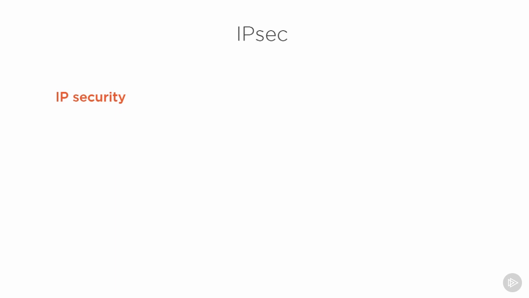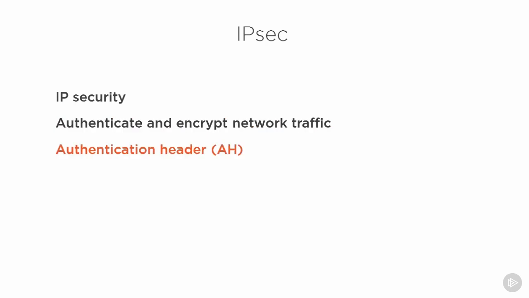IPsec stands for IP security. It's a protocol that's used to authenticate and encrypt network traffic, but it does not have to be used with a VPN, although with some types of VPNs it is used. IPsec supports a couple of different modes where we can use authentication headers, or AH. The authentication header, like the name implies, is used to authenticate where the connection is coming from. But there's also the aspect of encapsulating security payload, or ESP. This is the part of IPsec that actually encrypts the data part of a packet and protects it from prying eyes.